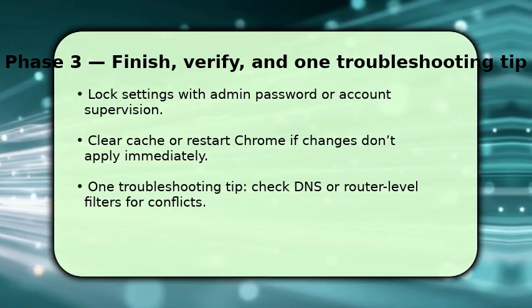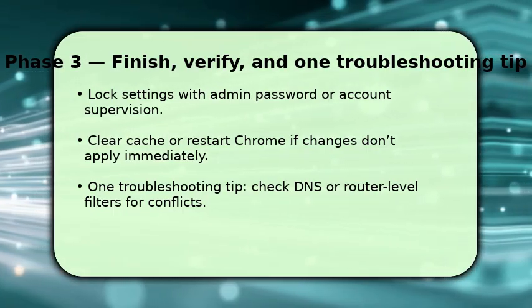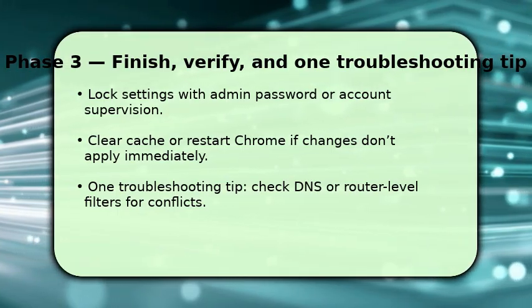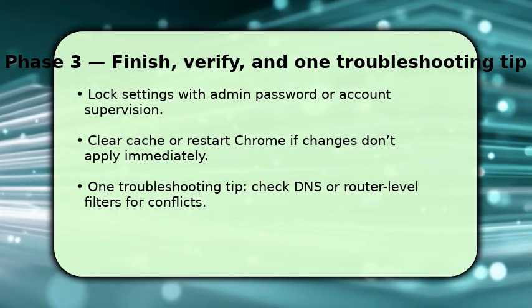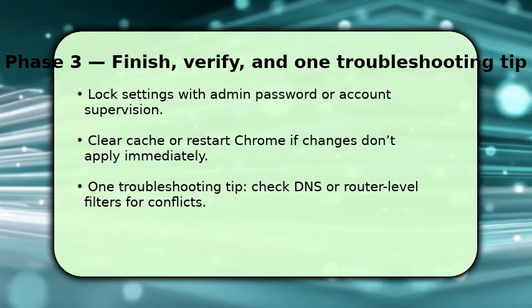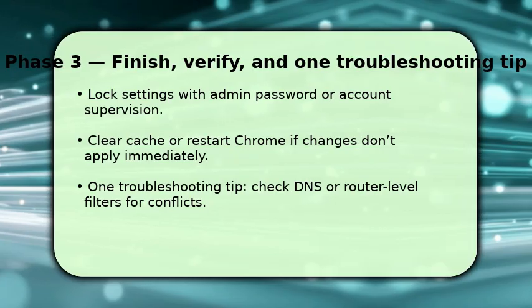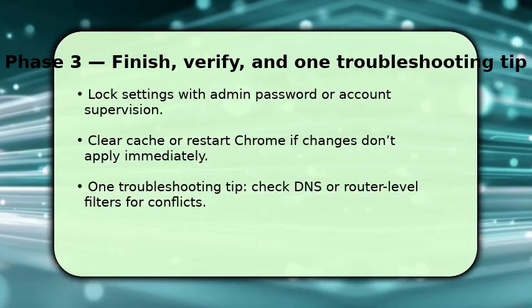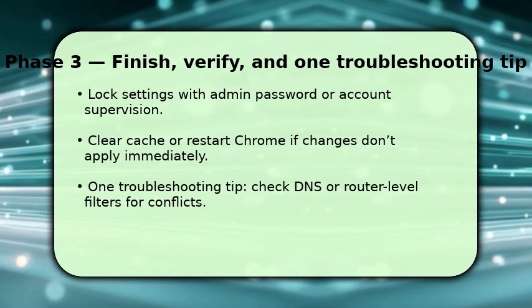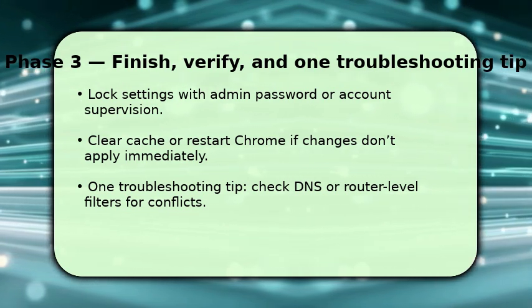Once done, make sure to clear browser cache and restart Chrome. Many blocking tools require a restart to apply rules. If the site still appears, check DNS overrides, router-level parental controls, or VPNs that bypass local blocks, because those often conflict. Finally, retest from another network to isolate whether the block is device, network, or account-specific.